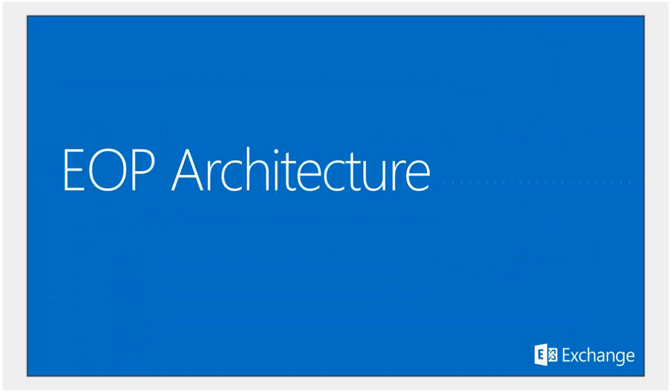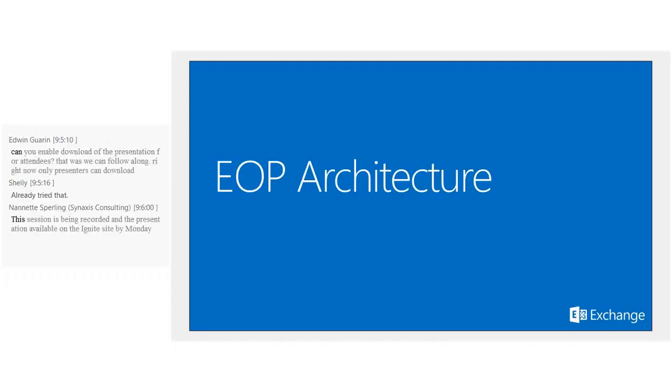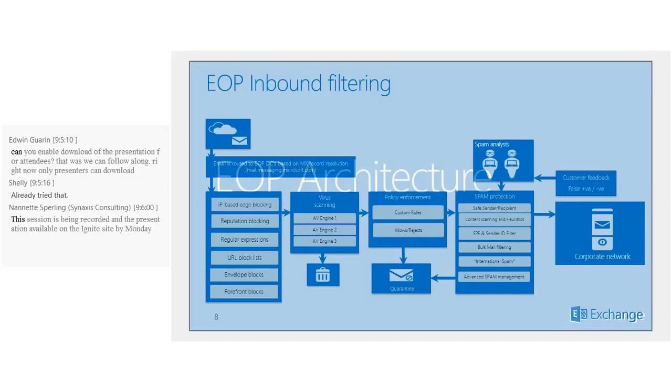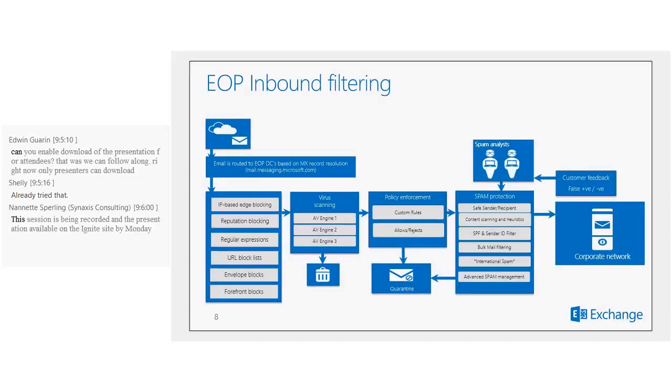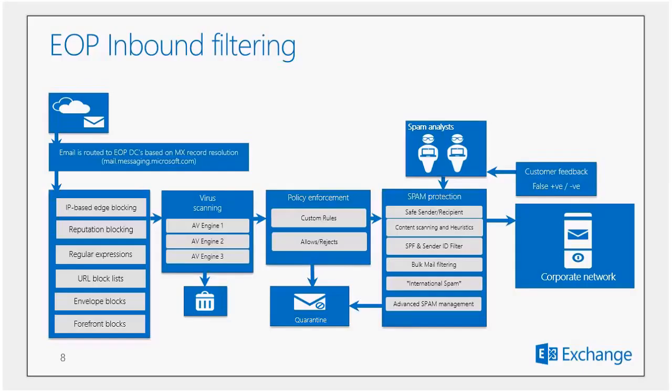Now let's jump into the EOP architecture a little bit. I do want to spend just a couple of minutes here and then move to the next couple of phases. So in terms of the inbound filtering, what happens to a message that comes from an external network to your organization? Based on the email routing, based on the MX record resolution, that will get routed to the respective EOP data center. And once it has gone through that process, we will do some basic entry-level checks, things like the IP-based edge blocking, blocking based on regular expression. There might be some URL block lists, so we may want to use that.